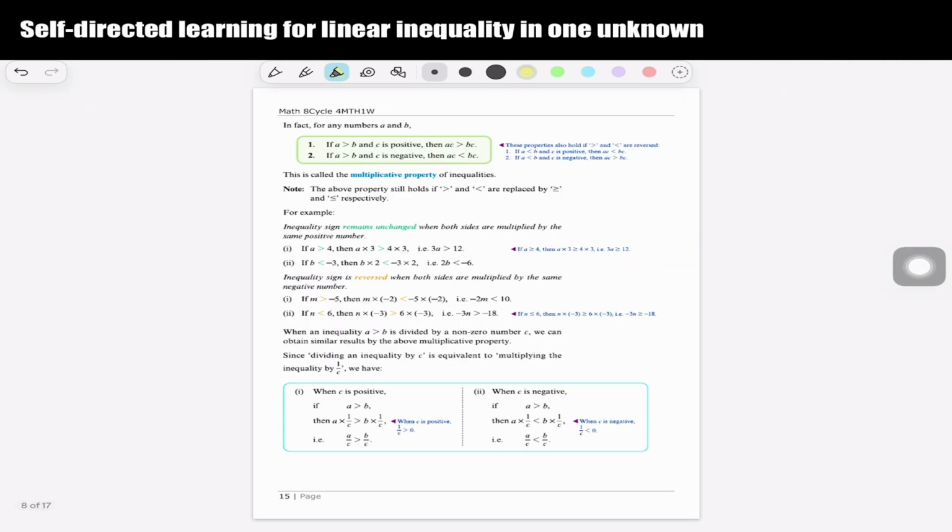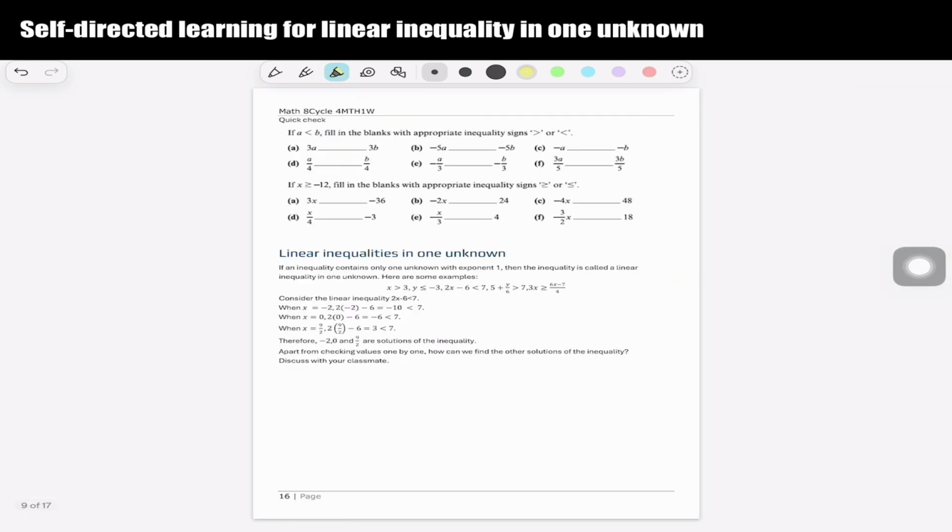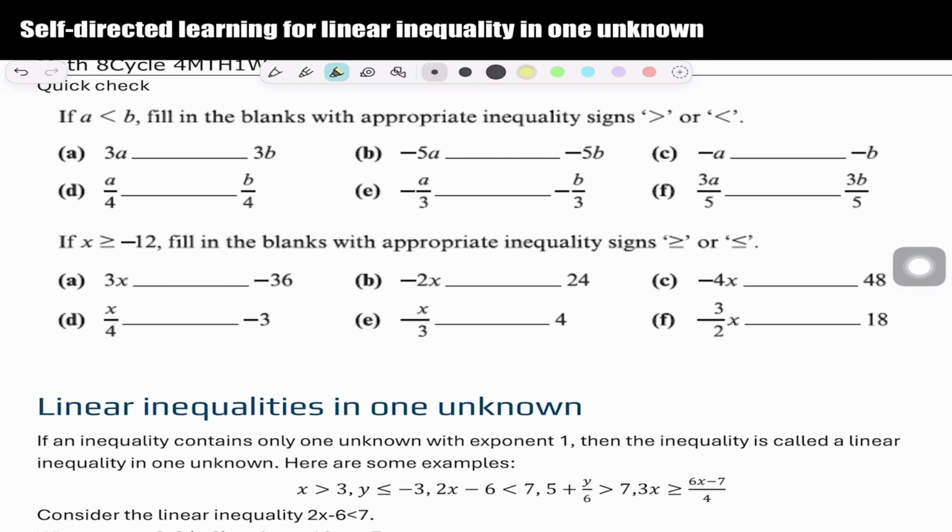And then we can try to solve some inequality. Okay, so these are some explanation that you can go through it. So fill in it. We will see it, how it goes. So A is less than B. So still less than, but this one is greater than, and this one is less than.